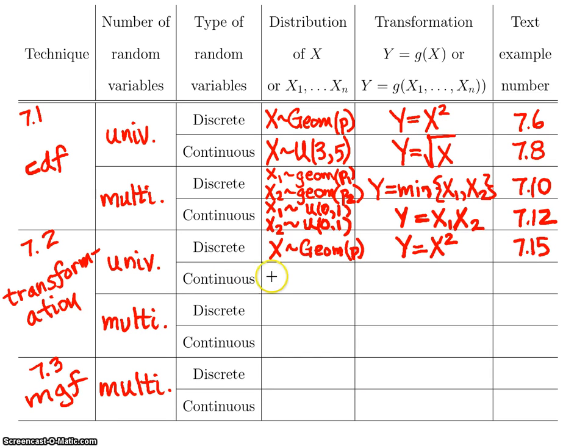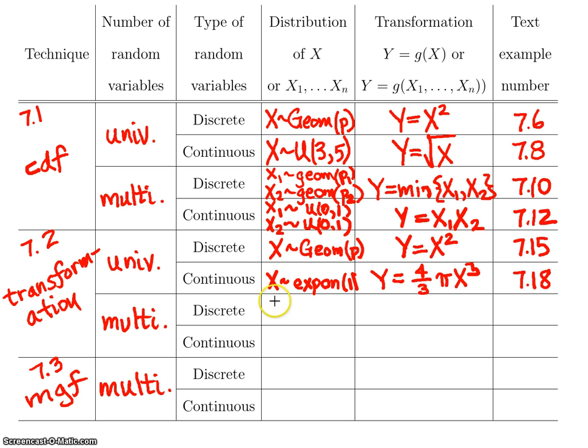Then in the continuous case, X will be an exponential random variable with parameter 1, and we will consider the distribution of Y equals 4/3 pi X cubed, and that particular example is 7.18 in the textbook if you want to look that one up.